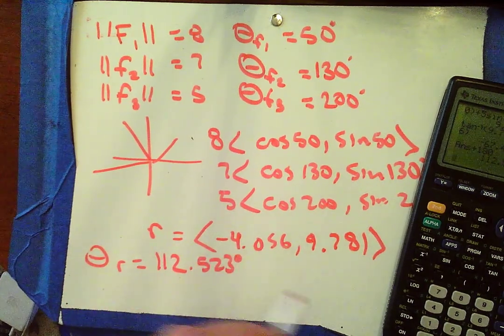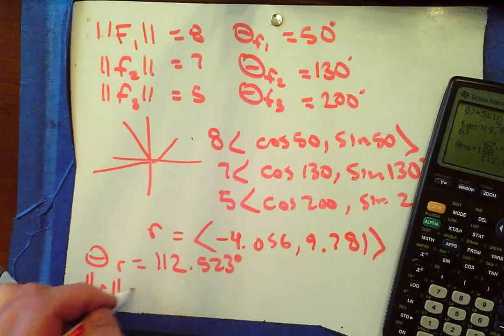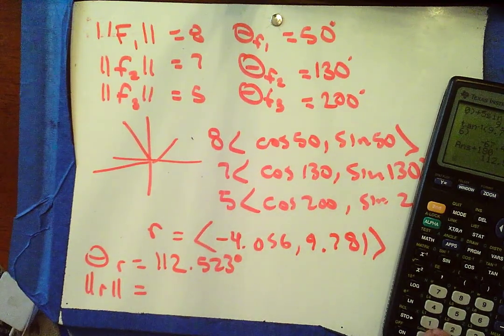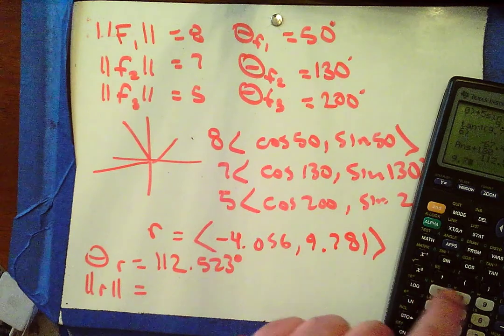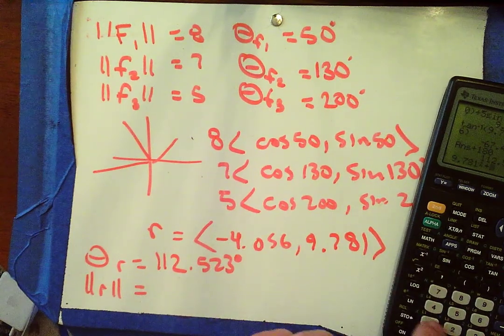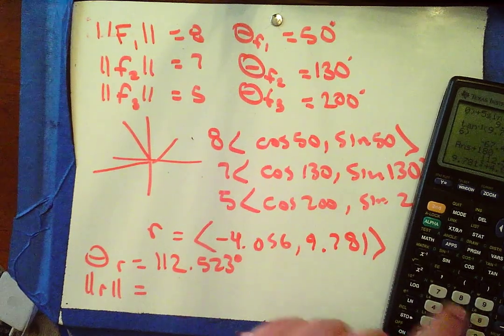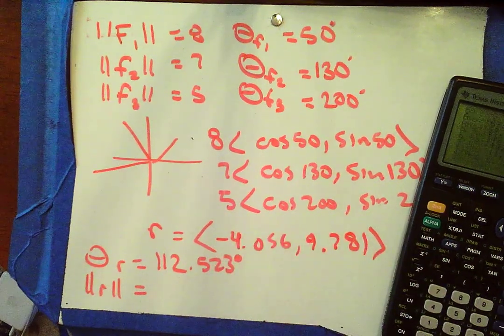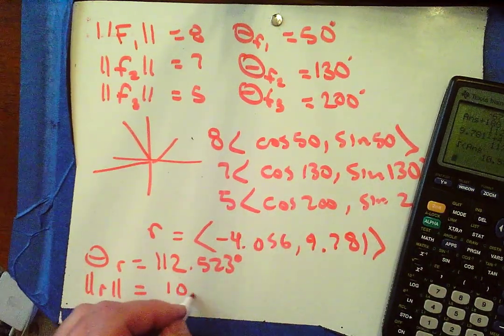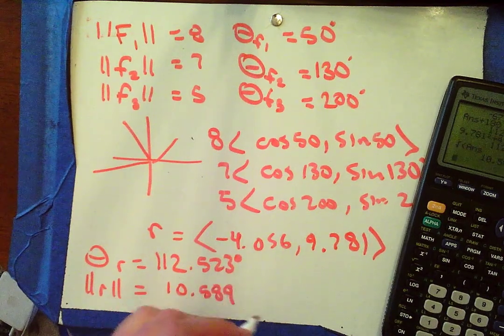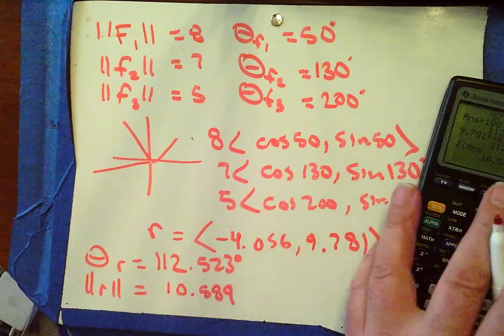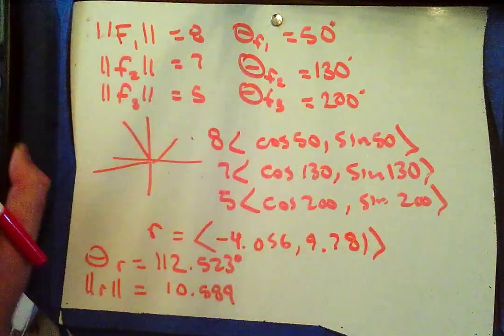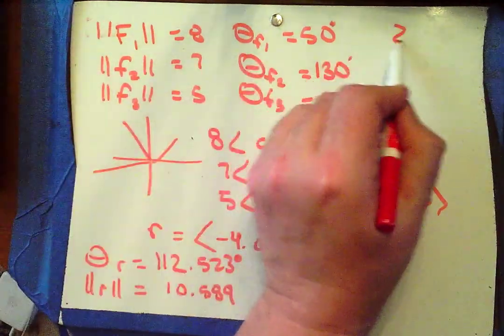112.523 degrees. And of course, the magnitude of r we can find with the Pythagorean theorem, 9.781 squared plus 4.056 squared. Don't forget to do the square root, and I end up with 10.589. Alrighty, that's problem number 29.